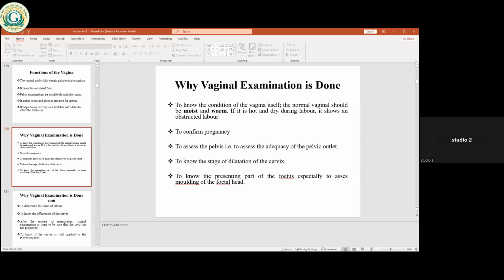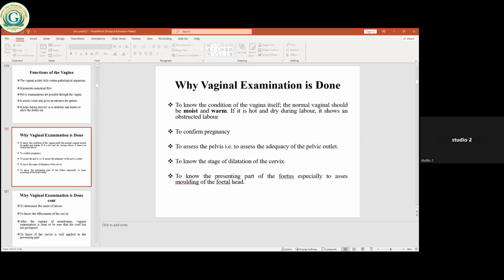Now you ask yourself, why is it that in the antenatal clinic, in the labor ward, everywhere we do vaginal examination? What is the importance? These are some of the reasons. You want to know the condition of the vagina, especially during labor. The vagina should be moist and warm because of the blood supply and because of the fluid there. If you do a vaginal examination, especially during labor, and it's very hot and dry, it means the woman has what we call obstructed labor.